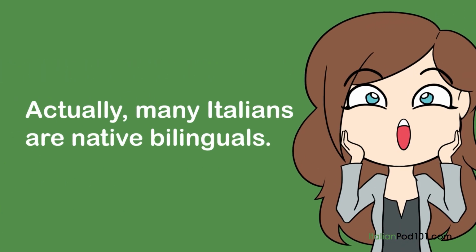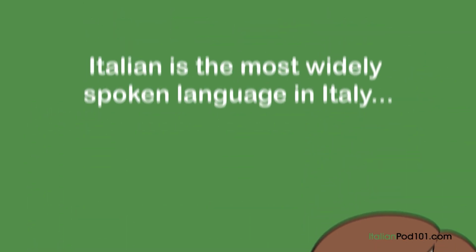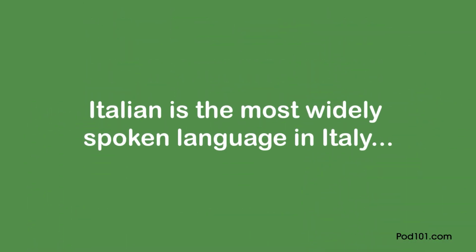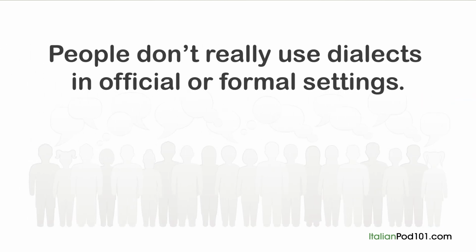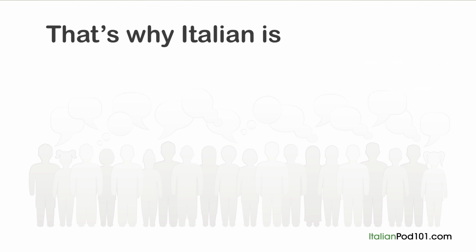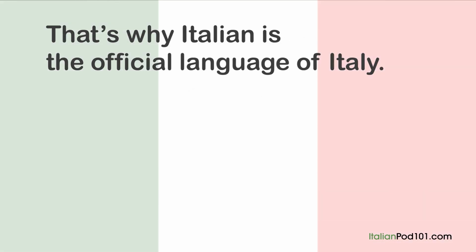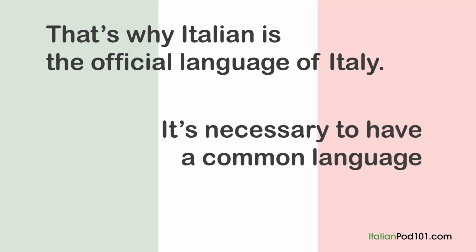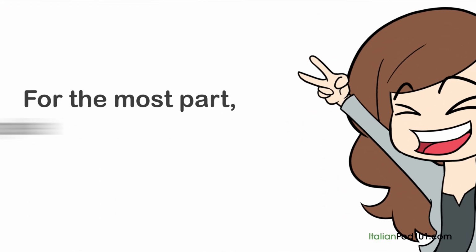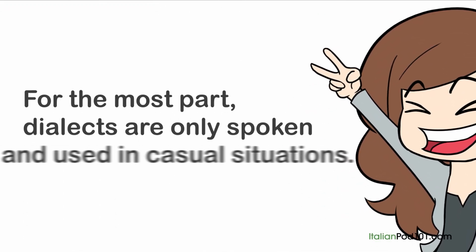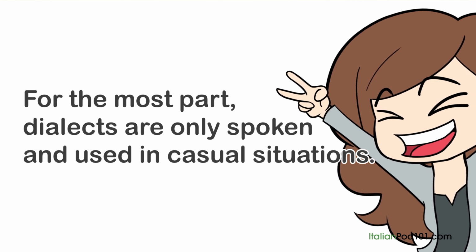Actually, many Italians are native bilinguals. Italian is the most widely spoken language in Italy, but there are lots of regional languages or dialects called dialetti. People don't really use dialects in official or formal settings. That's why Italian is the official language of Italy. It's necessary to have a common language everyone can understand and use together. For the most part, dialects are only spoken and used in casual situations.